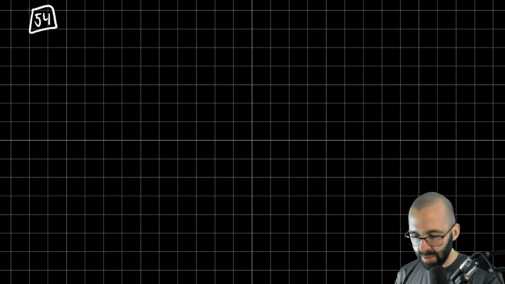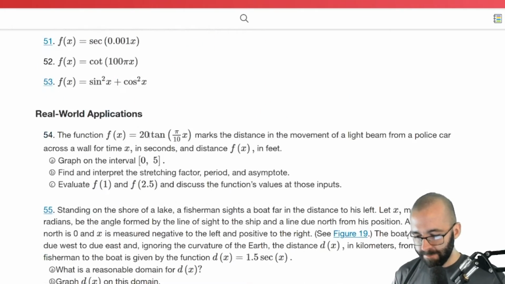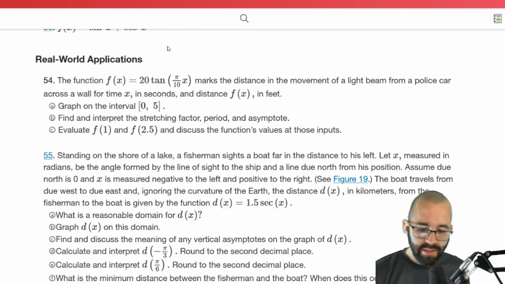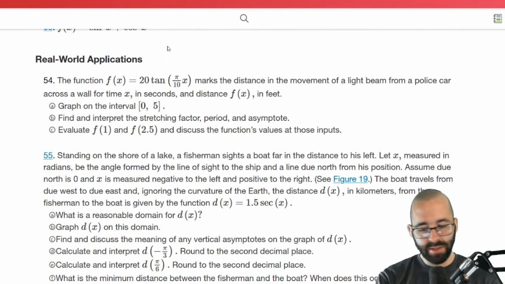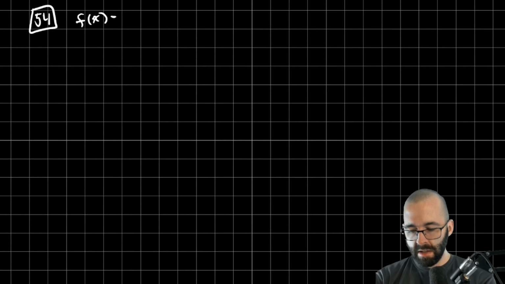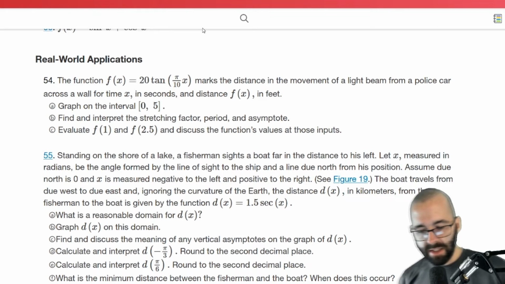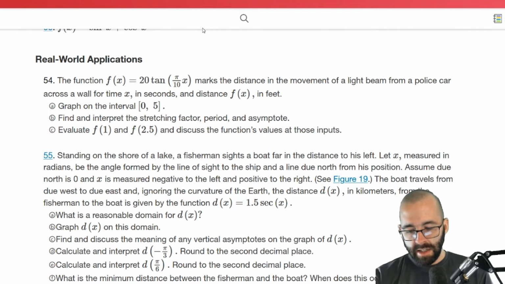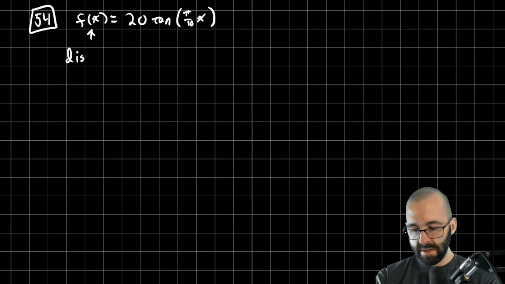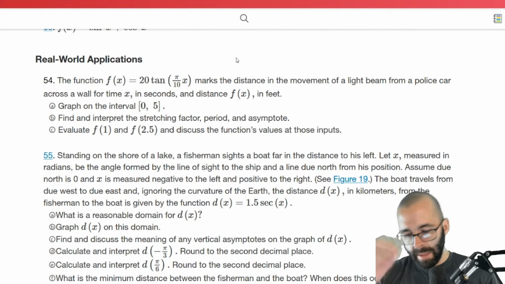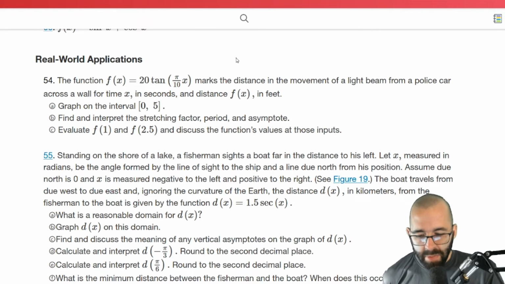Let's do one more problem in this video, number 54. I actually don't think we need the graph paper for 54 if I remember what it is. Oh, I don't remember what it is. The function f of x equals 20 tangent of pi over 10x. Let's write that down. F of x equals 20 tangent of pi over 10x marks the distance. All right, the distance f of x is in feet. This is distance in feet, and x is time in seconds. In the movement of a light beam from a police car across the wall for time x in seconds.